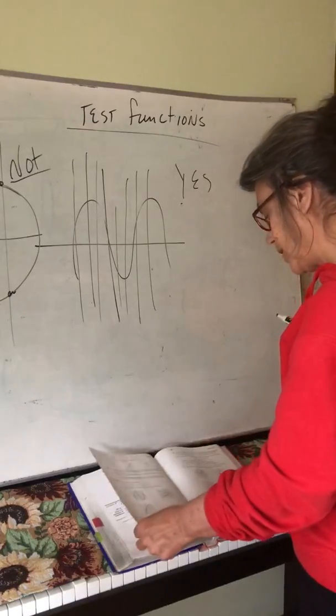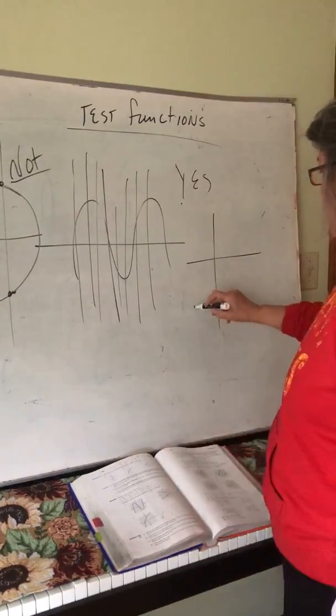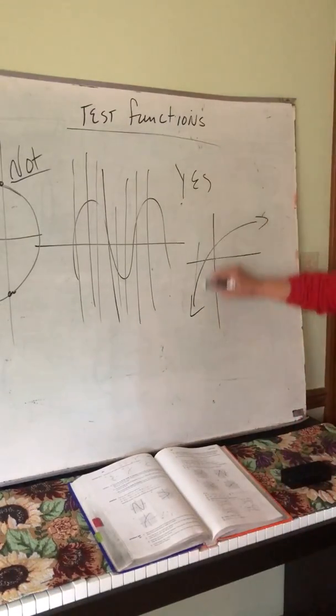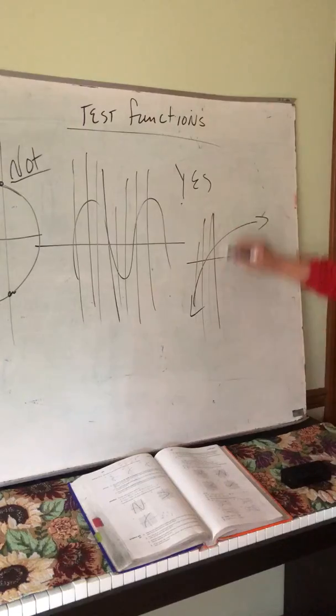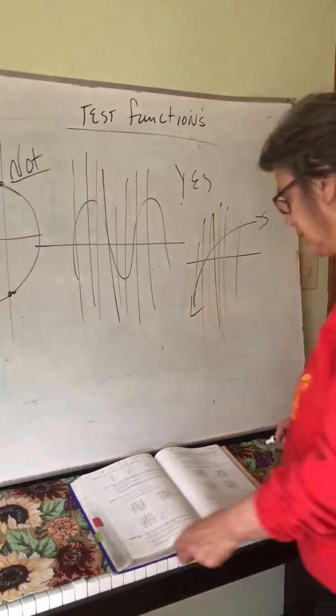Okay, so that's pretty easy. If I have a line that looks like that, well, that passes the vertical line test. I can draw a vertical line through it, so yes, it is a function.